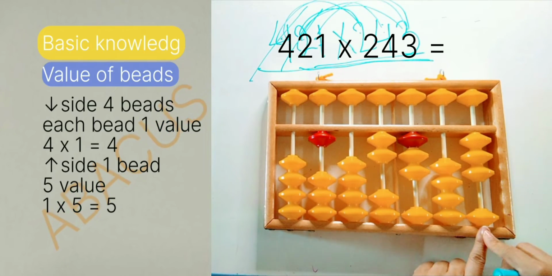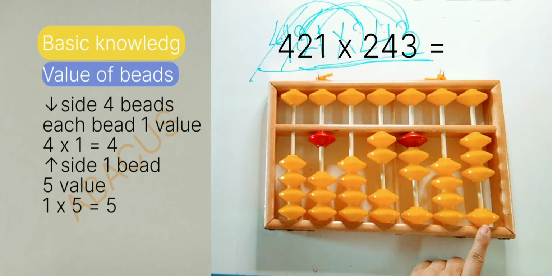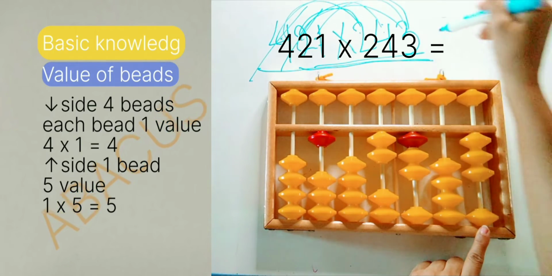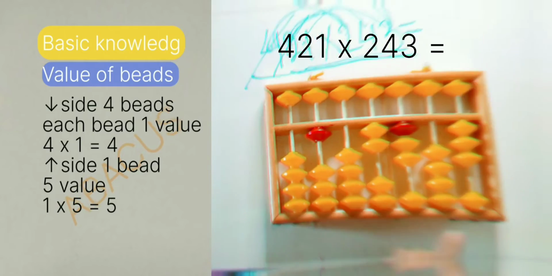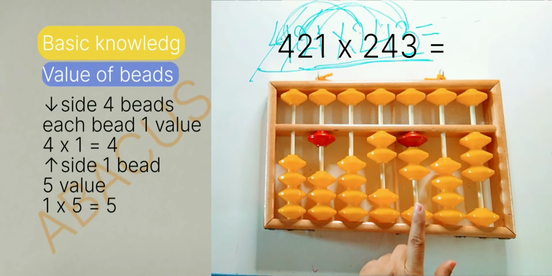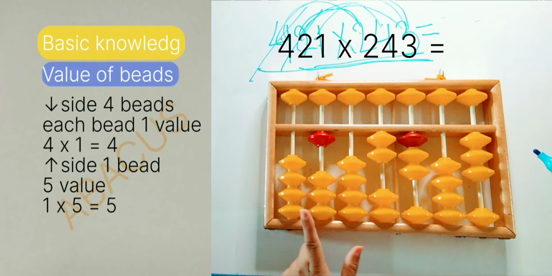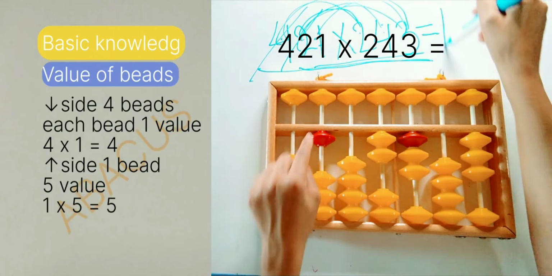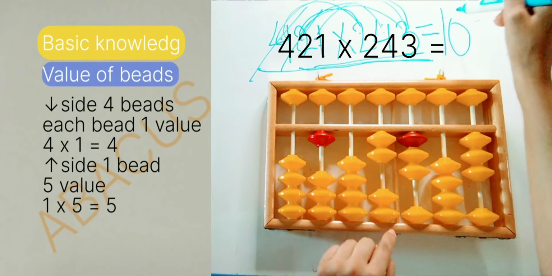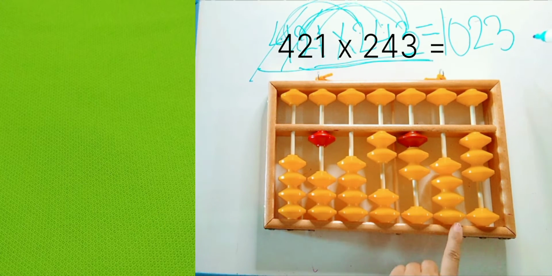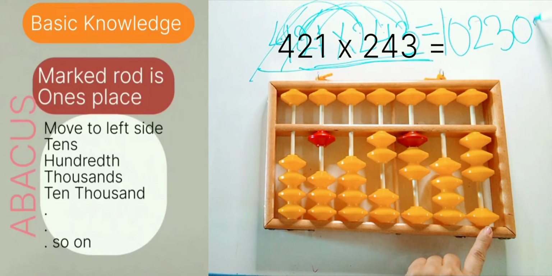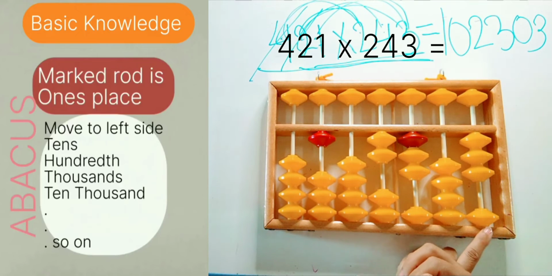Okay, and change. We came to this marked dot and we finished the number also, and here we have our answer. Ones, tens, 100, 1000, 10,000, 100,000 rod 1, 10,000 rod 0, 1,000 rod 2, 100 rod 3, tens rod 0, and ones rod 3 is your answer. 102303.